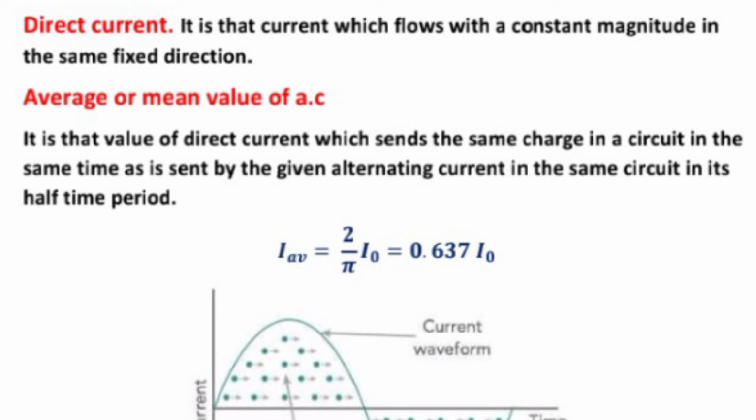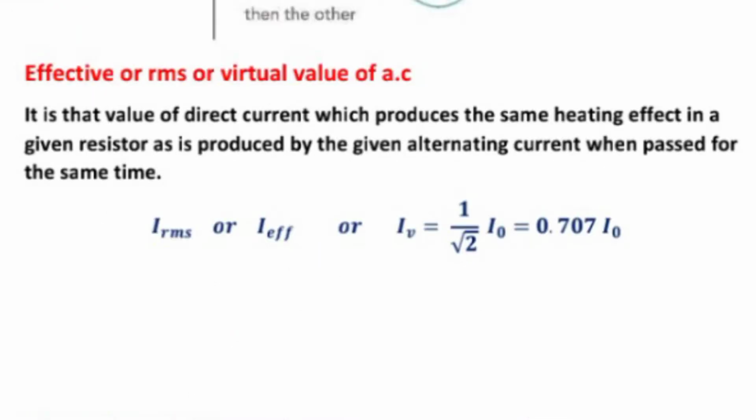Effective or RMS or virtual value of AC. It is that value of direct current which produces the same heating effect in a given resistor as is produced by the given alternating current when passed for the same time, and I RMS or I effective, also called I virtual, equal to I0 upon under root 2, that will be equal to 0.707 I0.